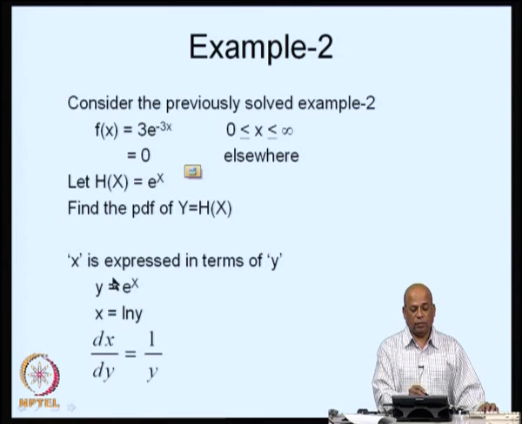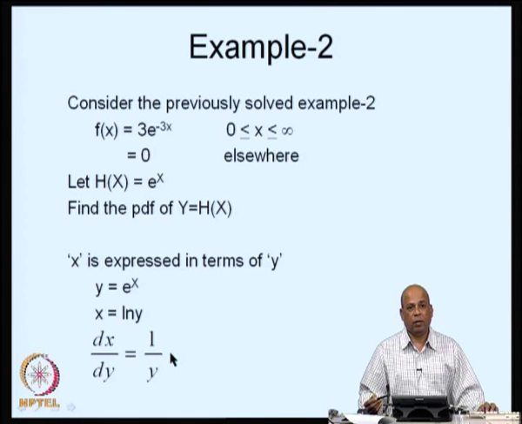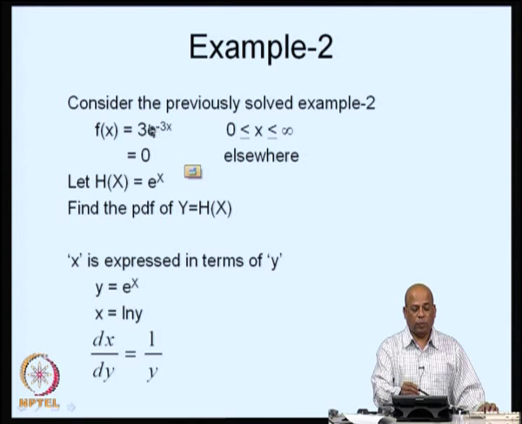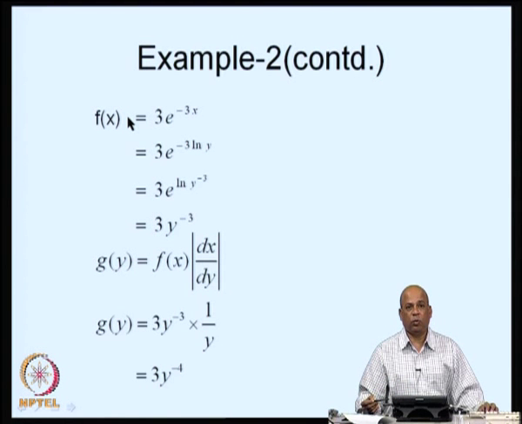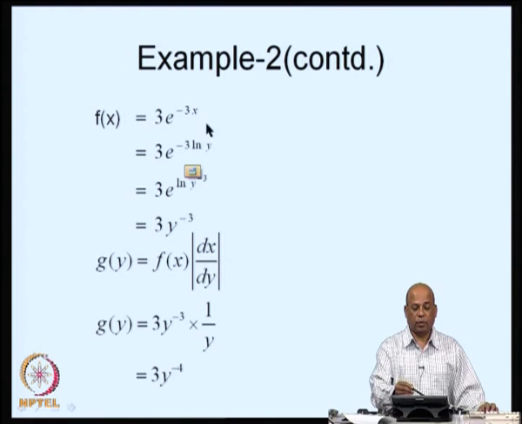So, first we will express x in terms of y is equal to e to the power of x, and therefore, x is equal to log y, and then we get dx by dy is equal to 1 over y. Similarly, we have to express f of x also in terms of y. So, we express f of x as 3 e to the power minus 3 x, and then x is log y, from which you get f of x is equal to 3 y to the power minus 3.